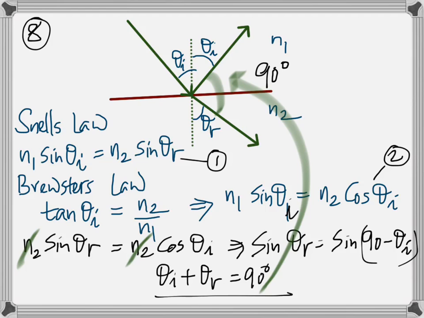The total angle is 180, and if theta I plus theta R is already 90, if those two add up to 90, then surely the remaining angle is 90 degrees. Therefore, the reflected and refracted beams are perpendicular to each other.